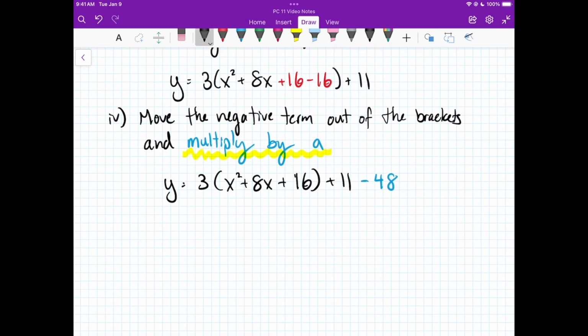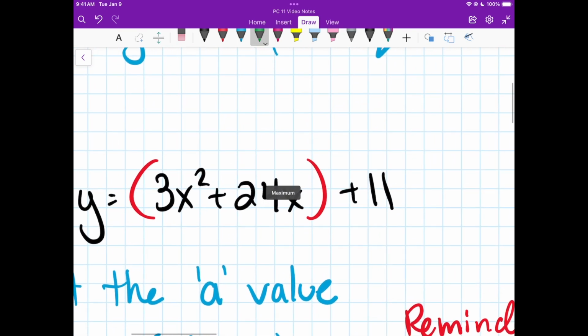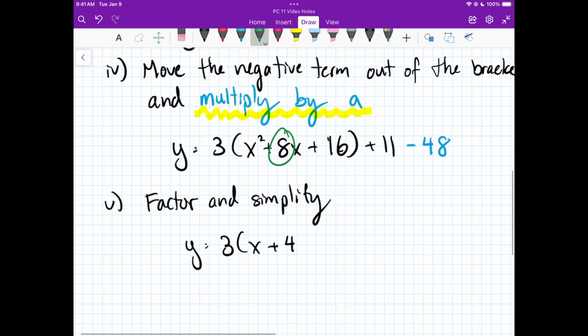And then finishing this off, it's just the exact same as it was before. So we factor and we simplify. So we've got y equals 3, x plus 4. So remember, it's just half of your b coefficient, but it's half of it at this step. So it's not half of the 24 that we started with. It's half of the 8 that we've now got right before we simplify. So x plus 4 squared, and then positive 11, negative 48 gets us negative 37. And so there we go. That's how you complete the square when you have an a value.